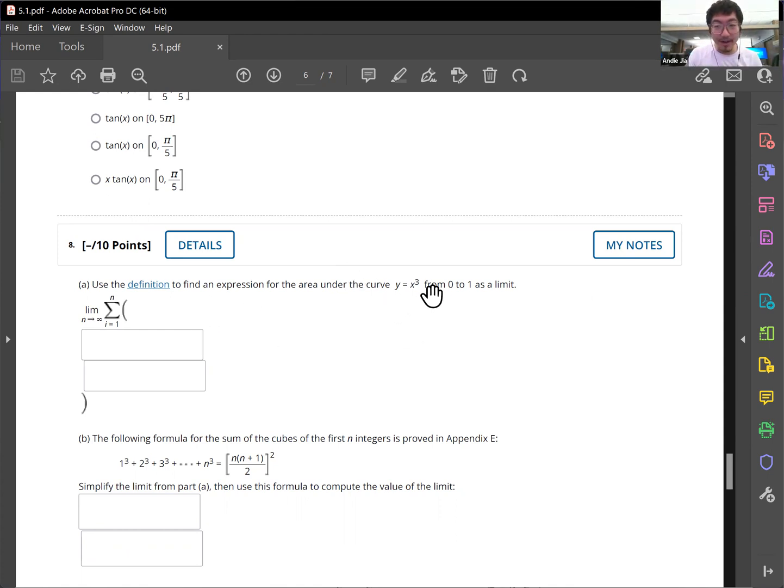Number 8 is y equals x cubed from 0 to 1. So b minus a over n is going to be 1 over n. The xi is going to be 0 plus i times the width, so it's going to be i over n, because the 1 can be written as 1 times i. So the limit is going to be 1 over n times (i over n) cubed, and make sure to put the parentheses in the right place.